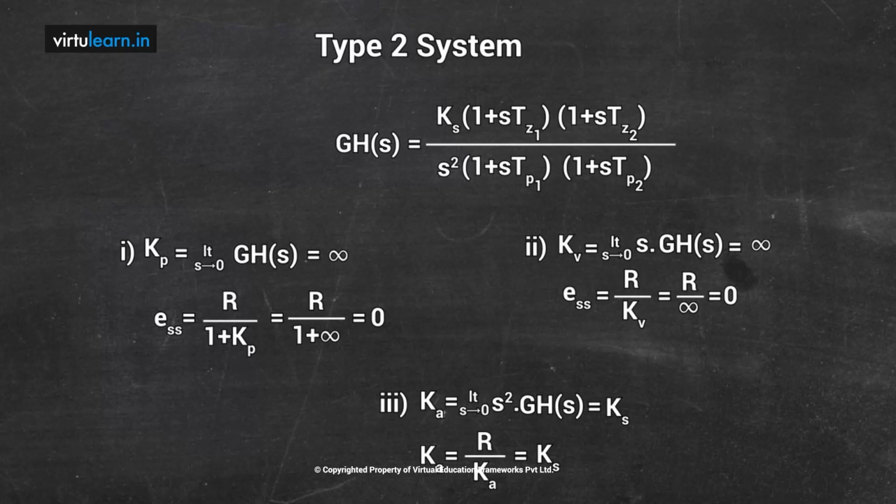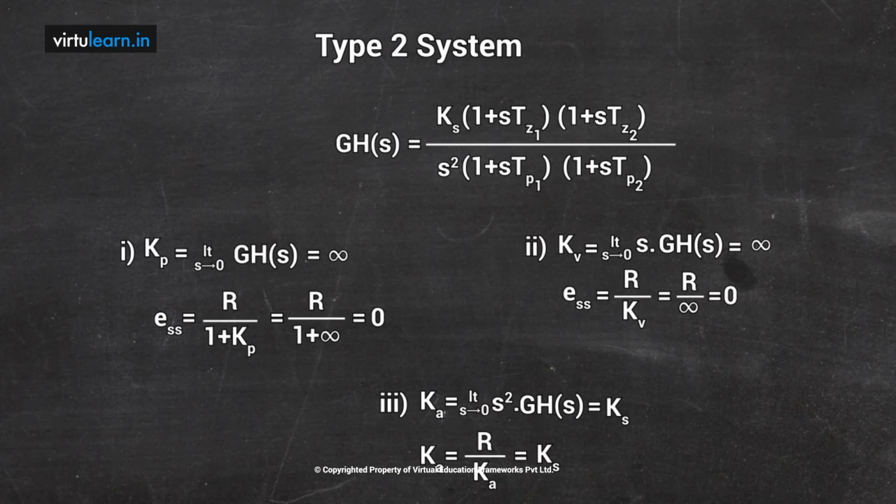In a type 1 system, s power 1, therefore you will get s in the denominator. In a type 2 system we have s square. Now, what is Kp? Limit s tends to 0, GH of s. In GH of s, the denominator has an s square term. Therefore, Kp is going to be infinity and the corresponding error, R by 1 plus Kp, is 0.